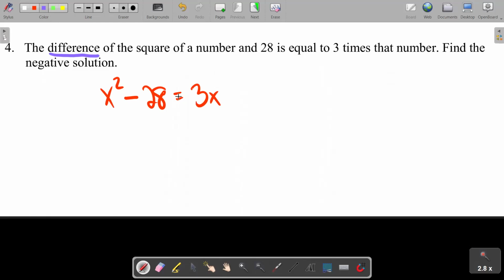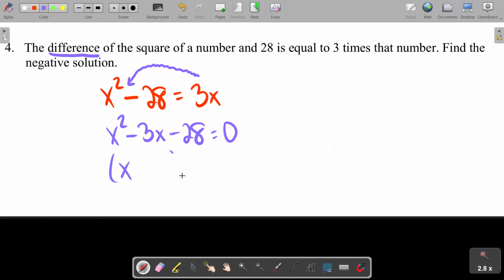Who's moving in this case? 3x, for sure. And when he moves over, remember that he tucks himself right into that space right there. You always want to make sure you put things in the right order. So we have x squared minus 3x minus 28, and then you'd factor it down. What would the factors be? One of each, for sure. And the numbers?